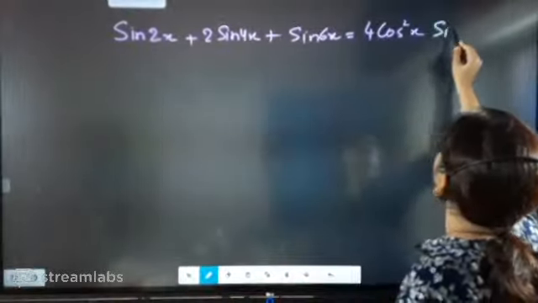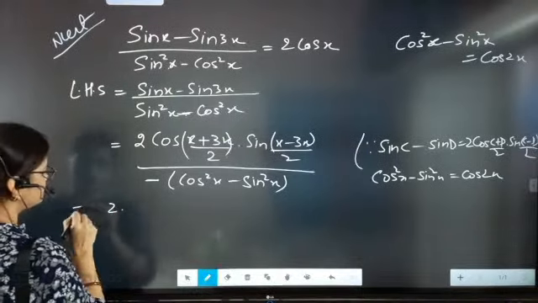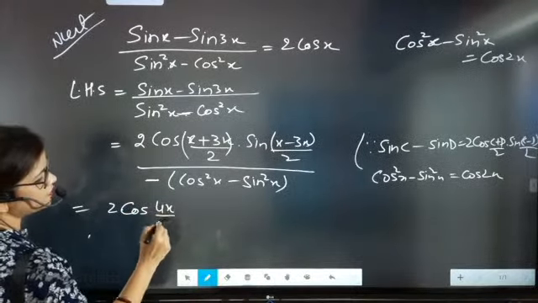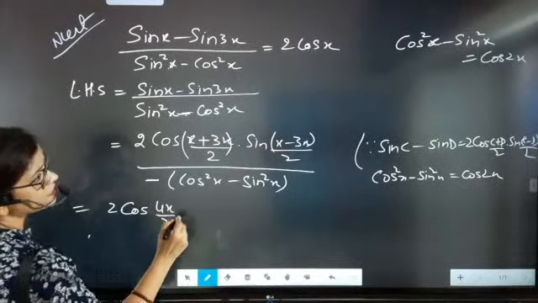Okay, so now what we can do here is 2 cos 4x by 2 into sin, minus, beta look here, x minus 3x will become minus 2x by 2. And in the denominator, what is there, beta? Here cos square. So here directly we can write cos 2x. Cos square x minus sin square x is cos 2x. Now beta, cancel this one.